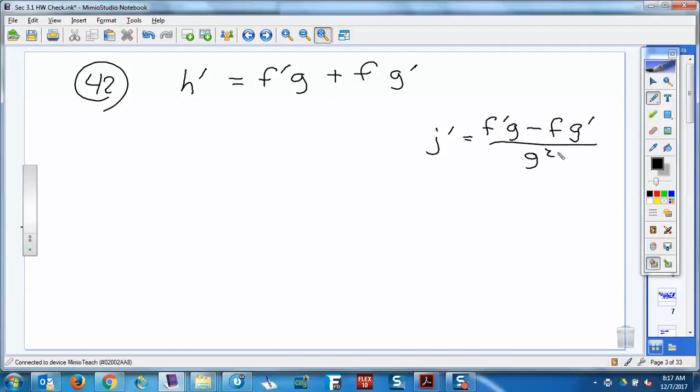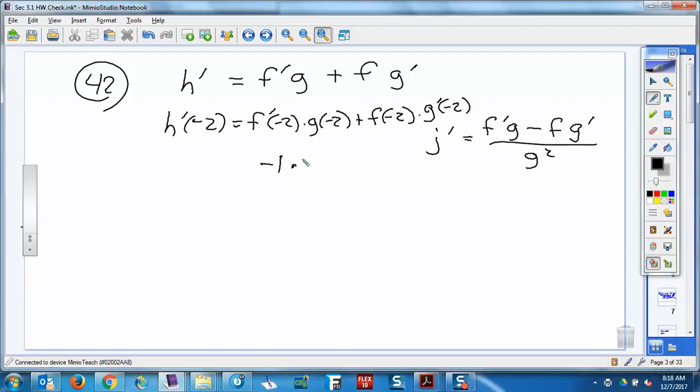So when you have to fill in H prime of negative 2, that top one in the table, H prime of negative 2 is going to be F prime at negative 2 times G of negative 2 plus F of negative 2 times G prime of negative 2, right? So F prime of negative 2, we read the table, that's negative 1. G of negative 2, that's negative 3. Plus F of negative 2, that's 1. And then G prime of negative 2, that's 4. And so we get 3 plus 4, we get 7.